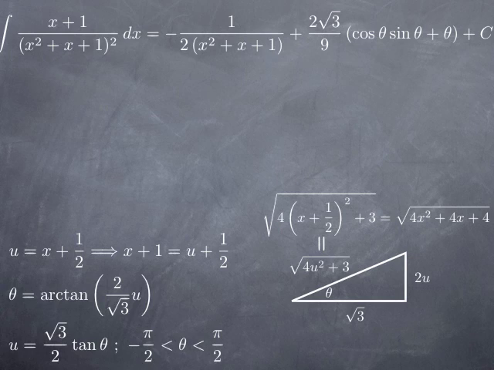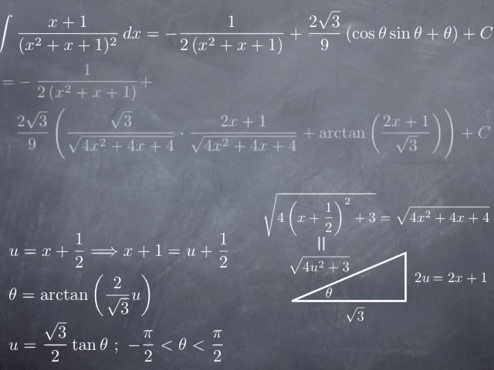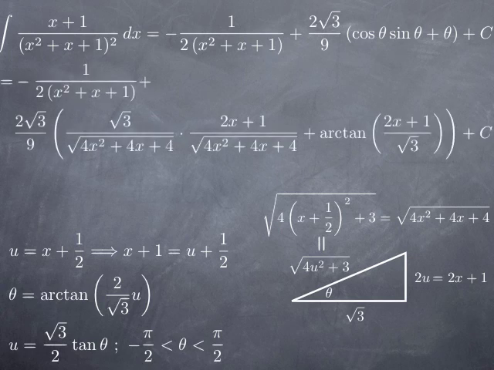Now cosine will be the adjacent side root 3 divided by the hypotenuse root of 4x squared plus 4x plus 4, and sine will be the opposite side 2u, which we can write as 2x plus 1 because u is x plus 1/2, divided by this same hypotenuse, which is root of 4x squared plus 4x plus 4. So we obtain this expression where I multiply root 3 and 2x plus 1, and each one have these same denominator root of 4x squared plus 4x plus 4.